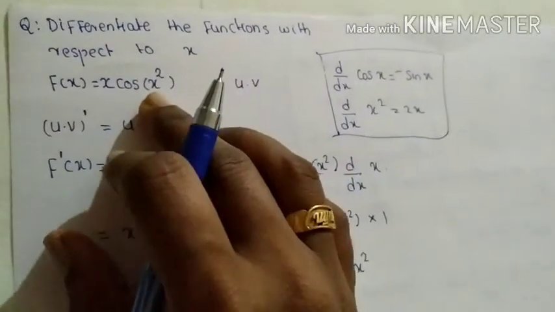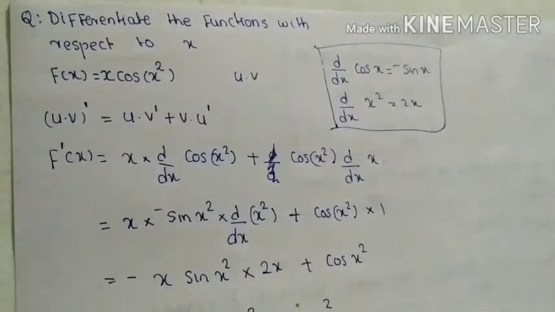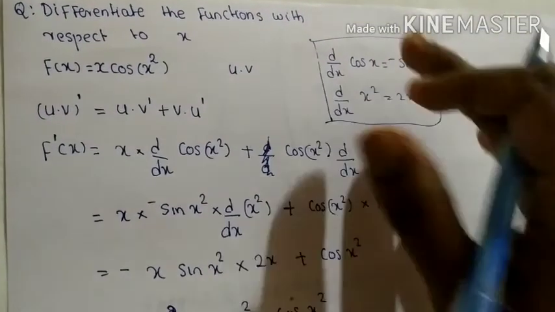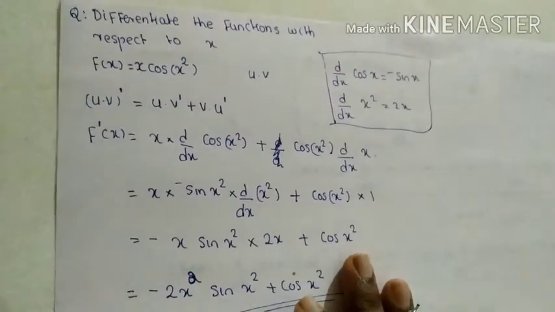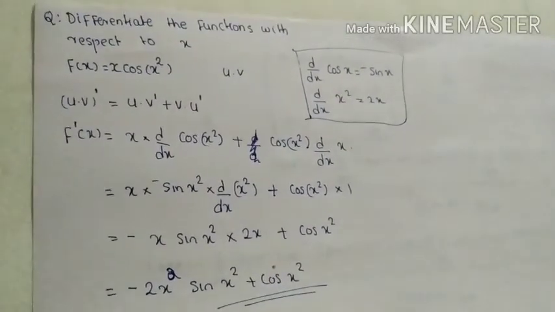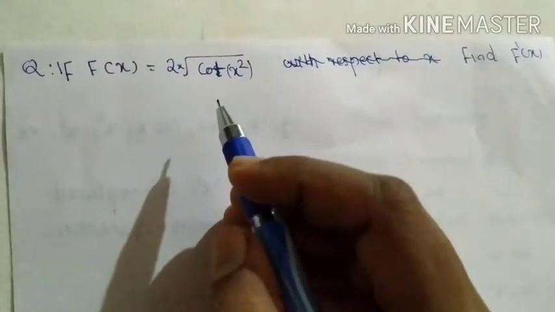So here in this question we are using product rule. Here cos x square is a composite function. Don't forget to write the derivative of x square. This is our next question.